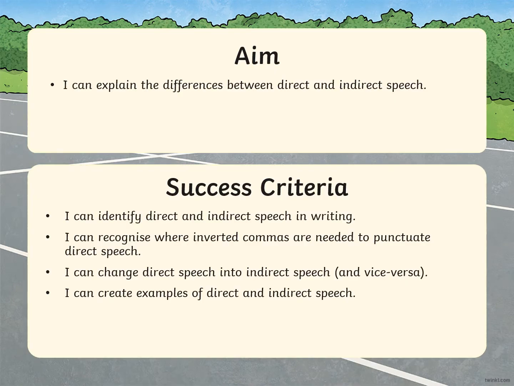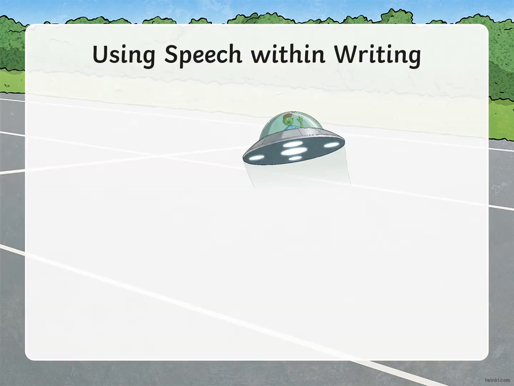Our aim by the end of this lesson is to be able to explain the differences between direct and indirect speech. We will know we have been successful in this if we can identify direct and indirect speech in writing, if we can recognise where inverted commas are needed to punctuate direct speech, if we can change direct speech into indirect speech and the other way around, indirect speech into direct speech, and if we can create examples of direct and indirect speech.